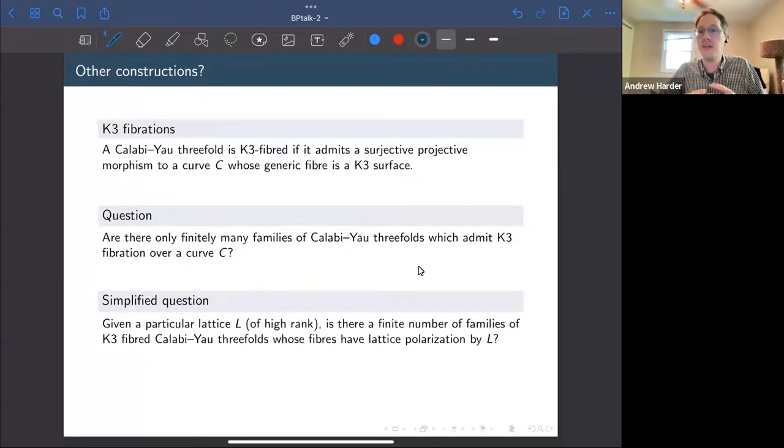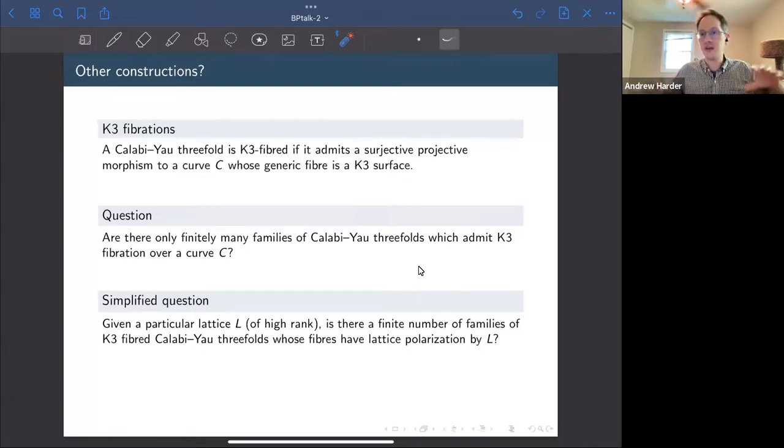So we can even simplify this question. Instead of classifying how many families of Calabi-Yau threefolds there are that admit K3 fibrations over a curve, over a fixed curve, just any K3 surfaces, let's specify which types of K3 surfaces we want, and see if we can answer that question in this baby case. So here's the question: given a particular lattice, maybe of high rank, we want to ask whether there's a finite number of K3 fibered Calabi-Yau threefolds whose fibers admit a lattice polarization by this lattice L. I'll explain what these words mean in a little bit.